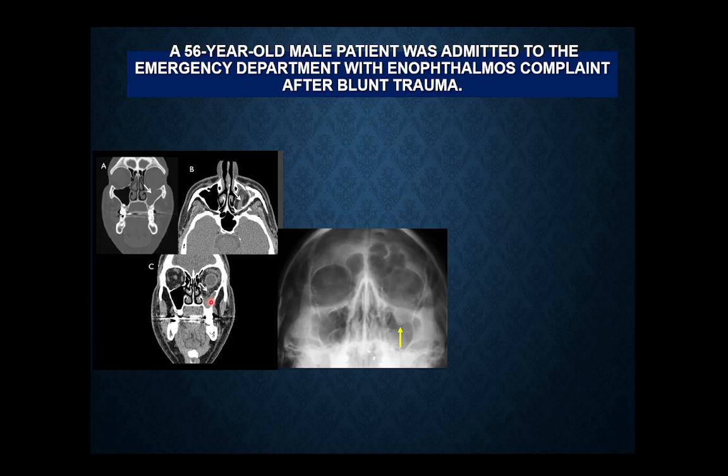So what is the name of this diagnosis? Anyone? I think I've discussed this before. Blowout fracture. Okay. So whenever there is a fracture of the floor of the orbit or inferior orbital margin, and if it is extending inside with the contents, it is called blowout fracture.